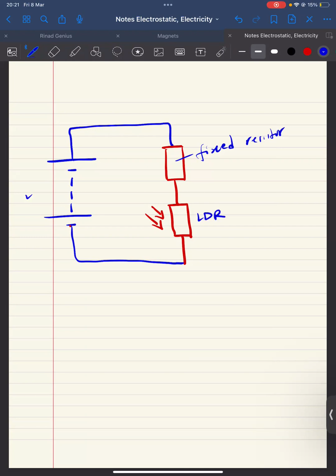And let's say this is 48 volts. Now, assuming we have two voltmeters on here. Voltmeter 1, V1, measures the voltage across the resistor. Voltmeter 2, V2, measures the voltage across the LDR, so that we can see if actually voltage is being divided.